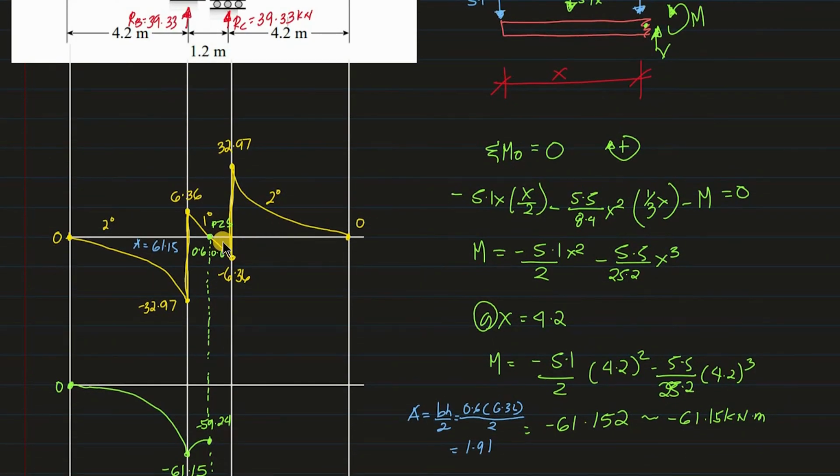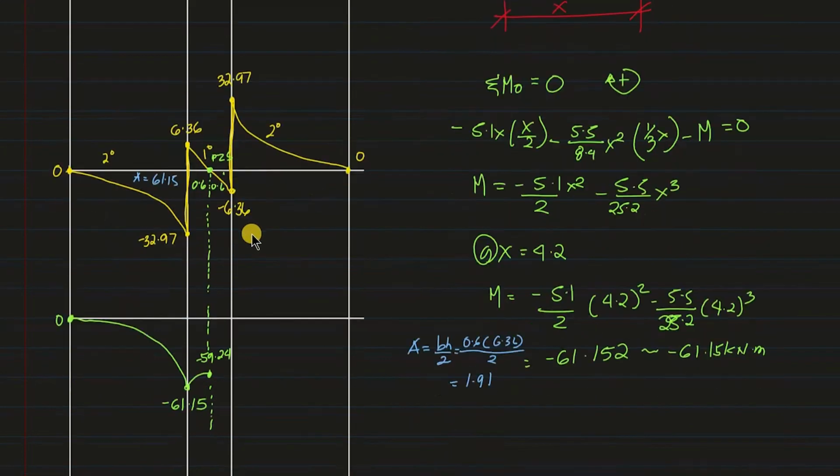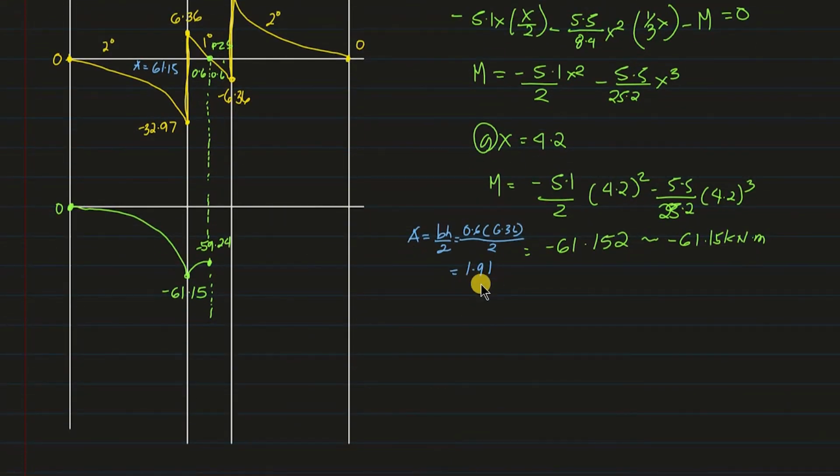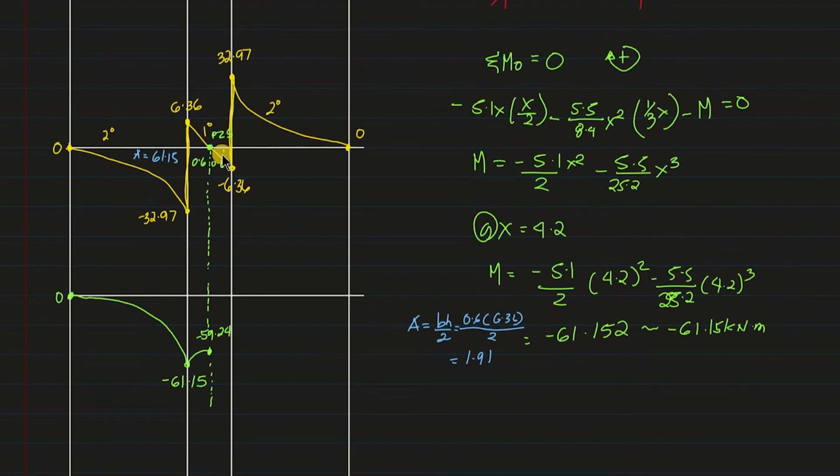Next. Itong area naman na to. Itong area na to, since symmetrical yung dalawa, parehas lang. Diba? So, that would just be simply also equal to 1.91. Kaso nga lang, negative. Kasi nasa baba siya. Negative area. So, from negative 59.24, magsusubtract tayo ng 1.91. And then, of course, babalik siya ulit sa negative 61.15. Diba? And how will we connect those two lines?